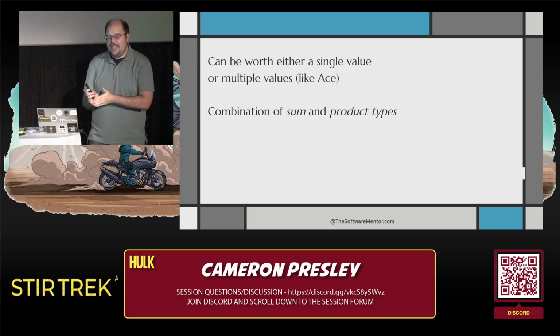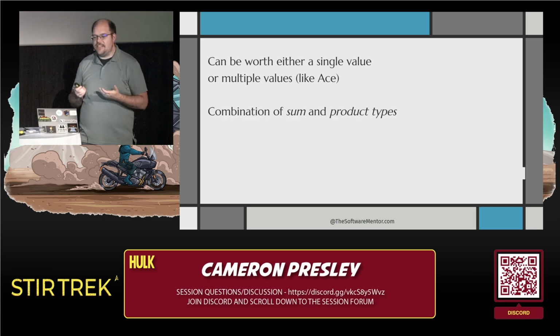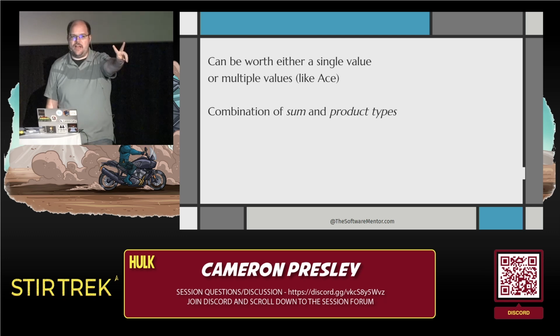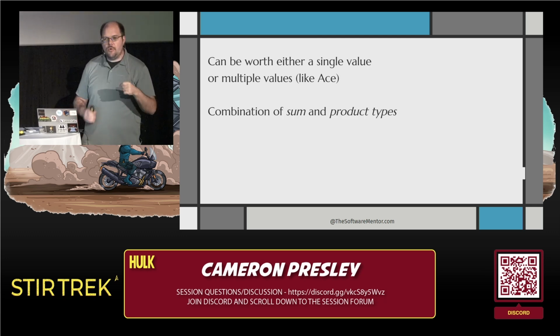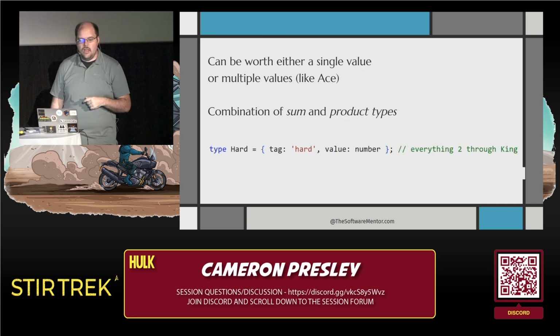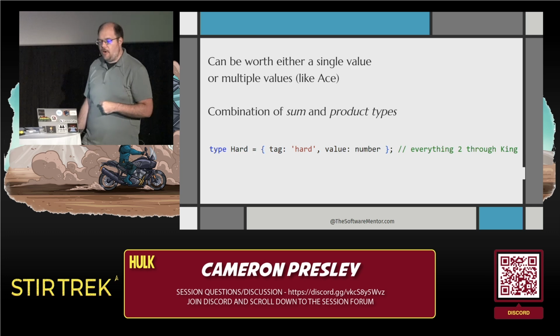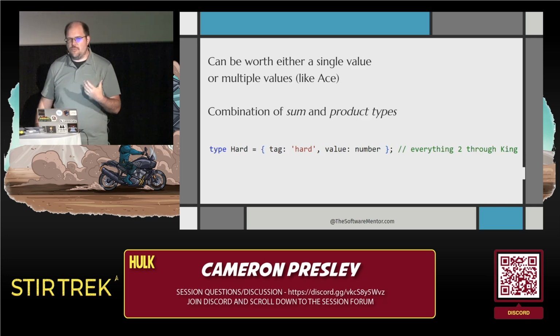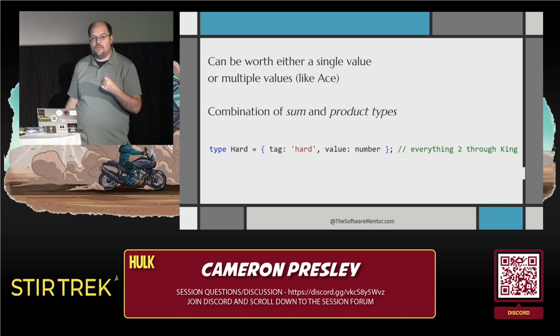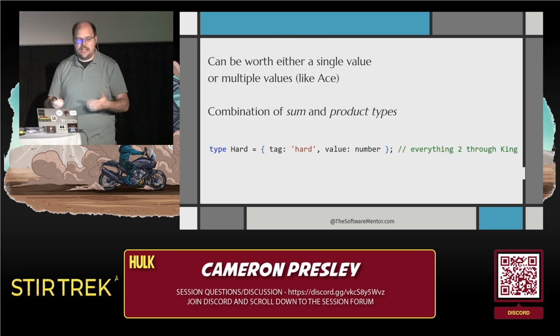So points is an interesting domain concept because it can be one of two different shapes. Some cards, like kings, queens, jacks, and sevens, they're only worth one value. The aces are worth two different values, either 1 or 11. So we're actually going to take sum types and product types to make this type for points. So first, I'm going to define a type called hard. And if you're wondering why it's called hard, it's because it's one of those other domain terminologies for Blackjack. So I give it a tag called hard and a value of a number because if I have a hard point, then it can only have one value.